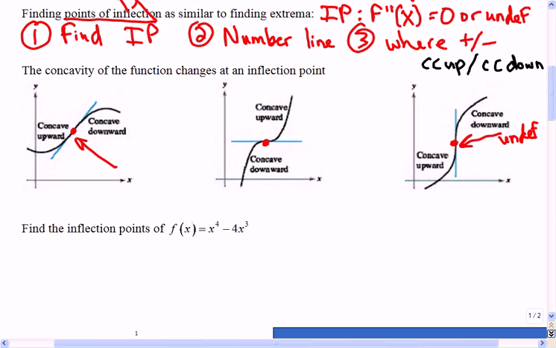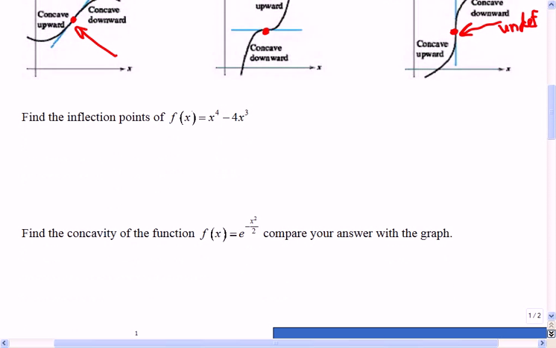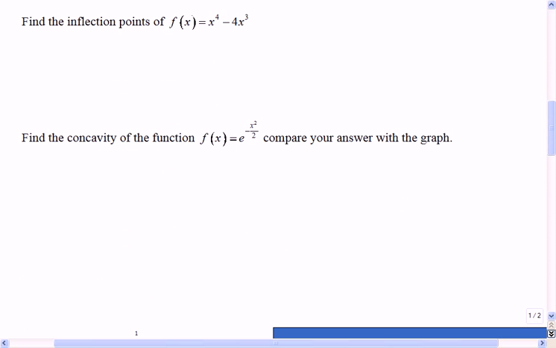So let's try and find some of these things in a graph. Today, for this first one, we're just going to find inflection points. Don't worry about talking about concavity, but we'll verify it with the picture in the graph. So try this first one here, trying to find the inflection points of the graph.